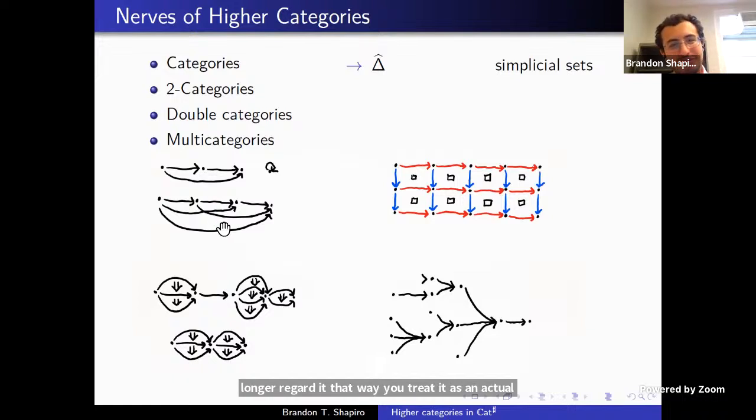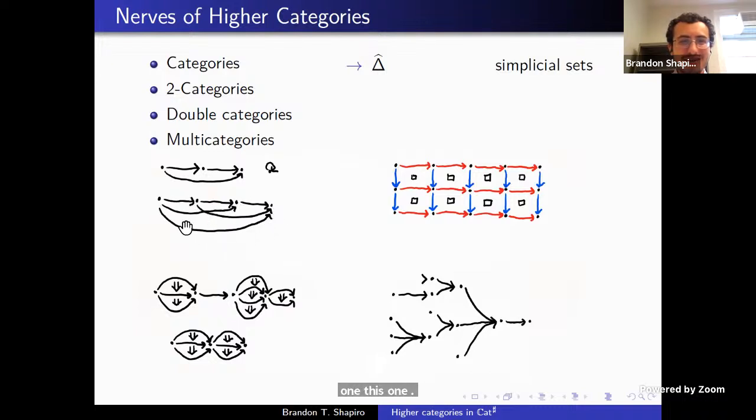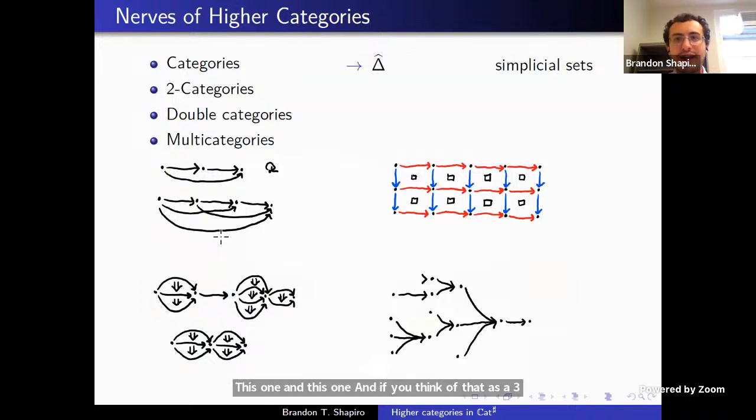And if you look at it from the right angle, you can see that this sequence of 3 successive edges can be regarded combinatorially as a tetrahedron. There are 4 different triangles in here, this one, this one, this one, and this one. And if you think of that as a 3-dimensional shape, then that's how we build this nerve as a simplicial set. And these are very popular for homotopy theory, which I won't get into, but is a big motivation for all this. And there are also nerves of lots of these different kinds of higher categories.